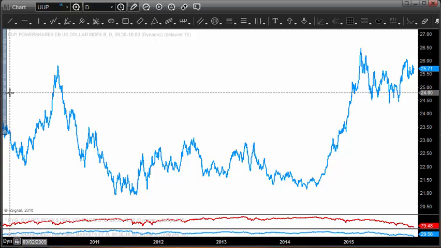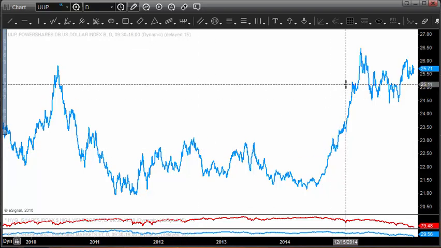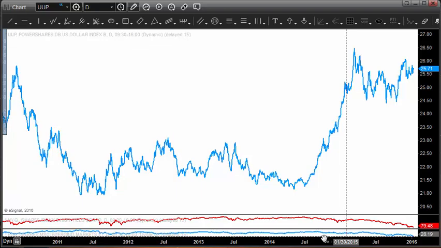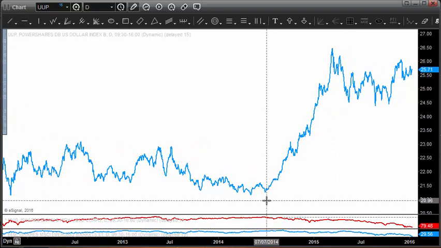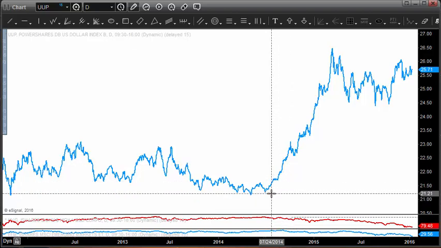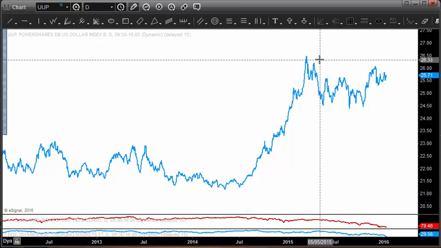So let me show you a couple of charts that I think are very revealing and very good for perspective. So first of all, this blue line here is the only one to focus on right now. The blue line is the US dollar ETF. So it's an ETF representing the US dollar index, the DXY. And you can see basically since about the middle part of 2014, we've had a strong bull move in the dollar, and I would think that we'll see a continuation move this year.